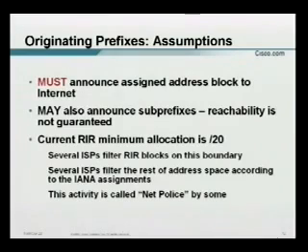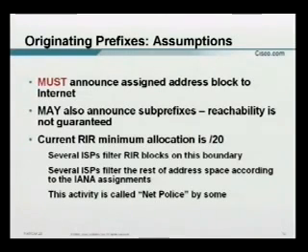Now, the current RIR minimum allocation is a /20. I think all 4 RIRs have that. Several ISPs will filter the RIR blocks on this boundary. Several ISPs will filter the rest of address space according to the IANA assignments. I've heard some people call this net police activity.